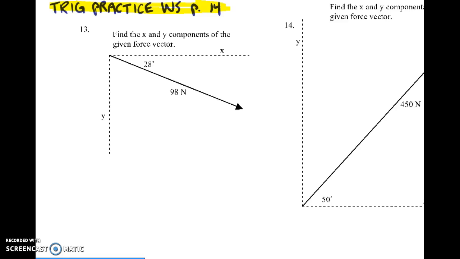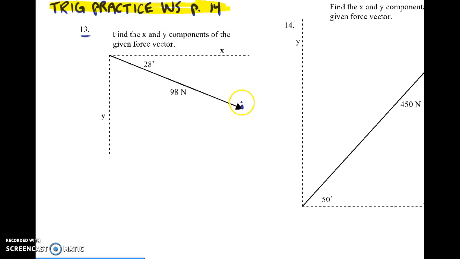This is the Trig Practice worksheet, page 14, number 13, and we'll do number 14. Calculating components of a force is important in this unit, and that's what this is. So here is a force, angled 28 degrees below the horizontal. It's 98 newtons. We want to find the x and y components.